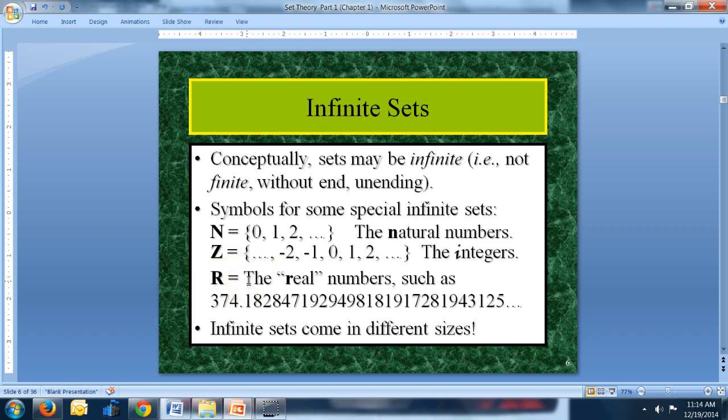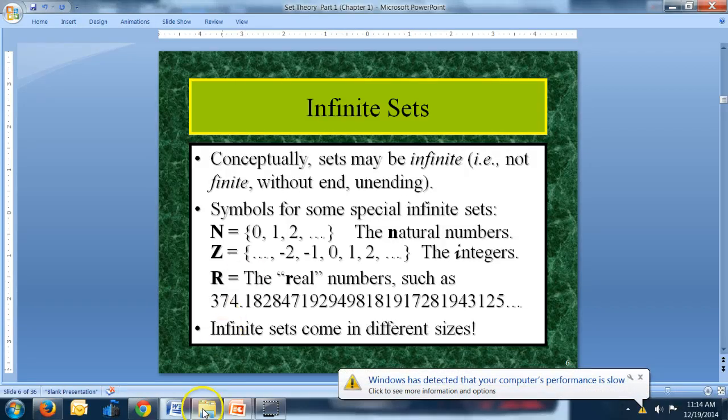Another set is called the real numbers, and it could be any number between 0 and infinity, or negative numbers also, and it can have a decimal point. But we will distinguish later on between two subsets of R. One is called the rational numbers and the other is called the irrational numbers. The rational numbers we call Q, and a rational number is represented as a ratio of two integers.